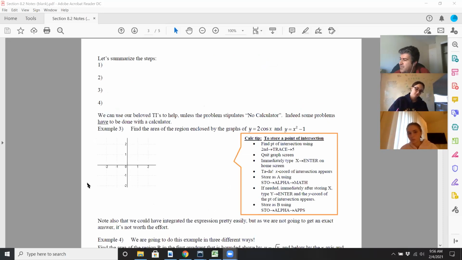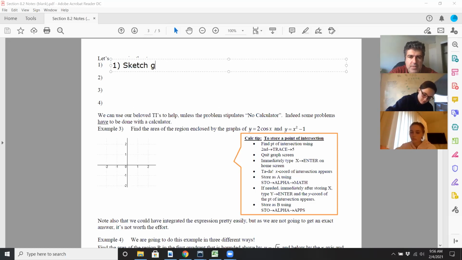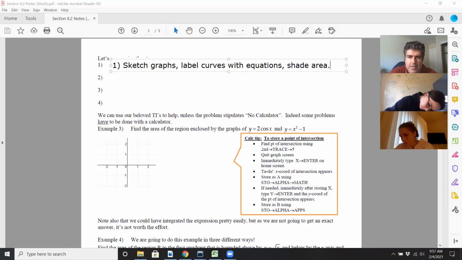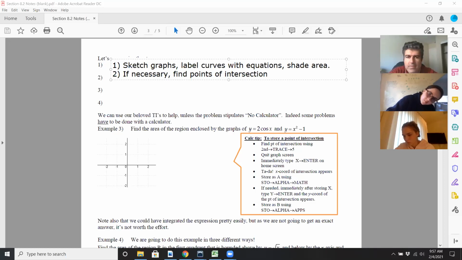So summarize the steps. I'll do this as a text box, might be a little easier. Put it right here. Sketch graphs and label curves with equations. Shade area. I know you can't see what I'm typing right now. You'll see in a sec. If necessary, find points of intersection using some algebra.